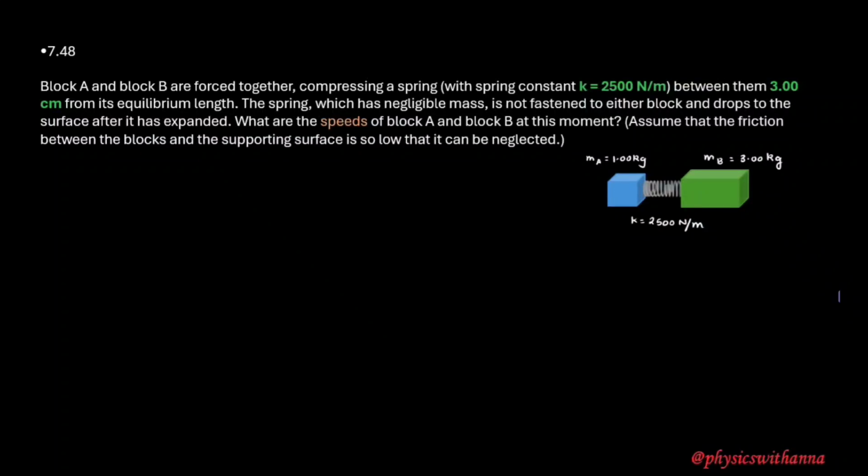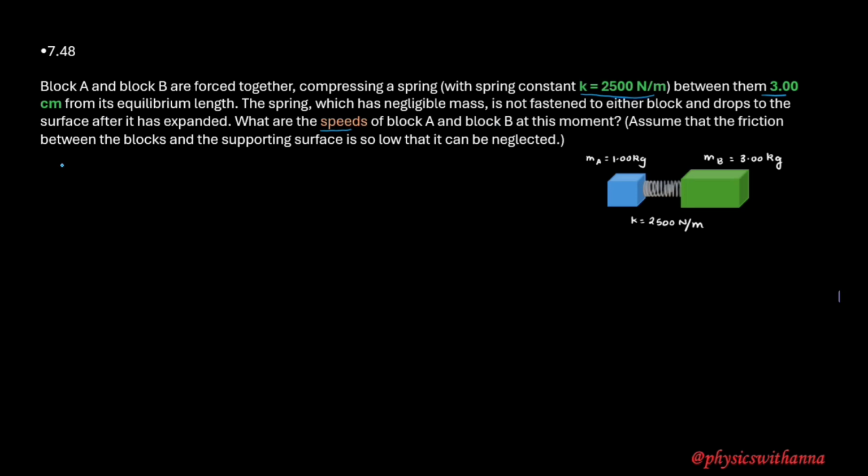Question 7.48. Block A and block B are forced together, compressing a spring with a spring constant K equals 2500 Newton per meter between them, 3 centimeter from its equilibrium length. The spring, which has negligible mass, is not fastened to either block and drops to the surface after it has expanded. What are the speeds of block A and block B at this moment? Assume that the friction between the blocks and the supporting surface is so low that it can be neglected.